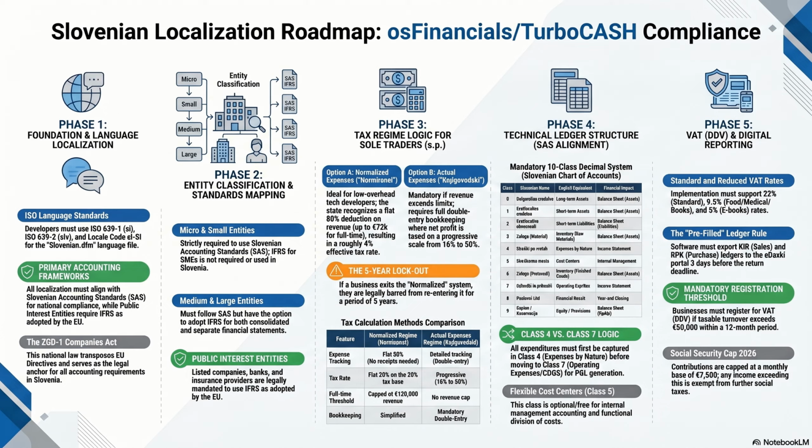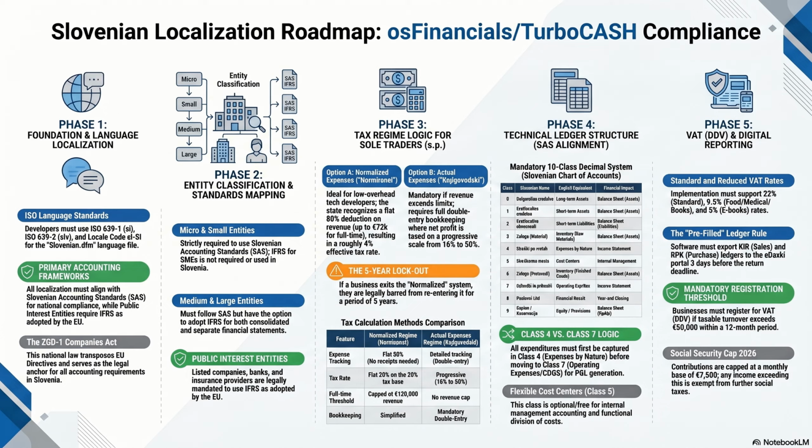So those codes get the interface reading in Slovenian and formatting numbers correctly. But the real language the software needs to speak isn't linguistics, is it? No, not at all. Once the user interface is rendering correctly, how does the math engine actually know what financial rules to load? That is where the primary accounting standards come in. And this is entirely dependent on the type and the size of the entity using the software.